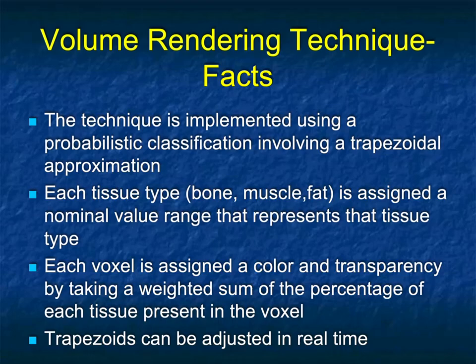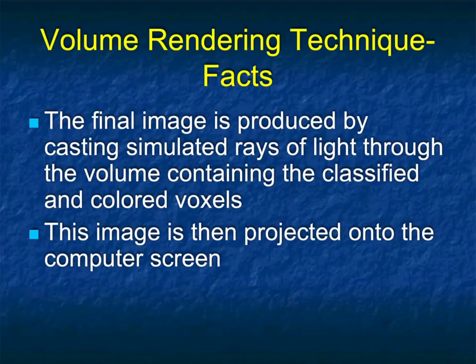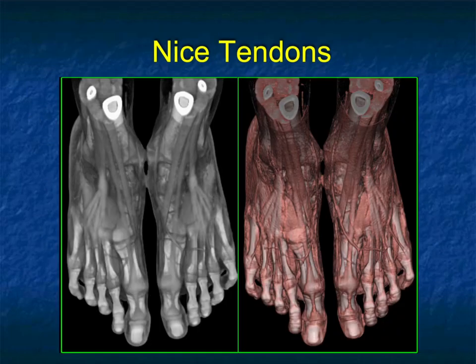When you think about it, this has been a 30-year journey. As computers get better, as chips get better, as rendering gets better, all of these things constantly are improving what we can do. And of course, the final images are produced by casting simulated rays of light through the volume containing the classified and colored voxels, and then the image is projected on the computer screen. Cinematic rendering, as we speak about it, instead of a single ray of light, has infinite rays of light, which increase the shadowing, which helps increase the quality of the images.